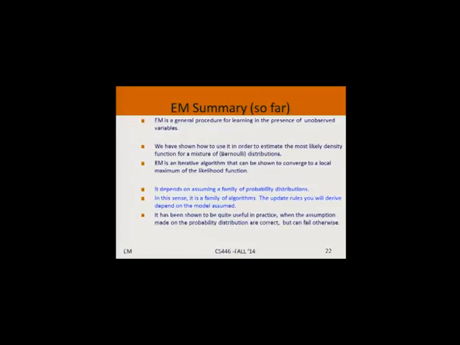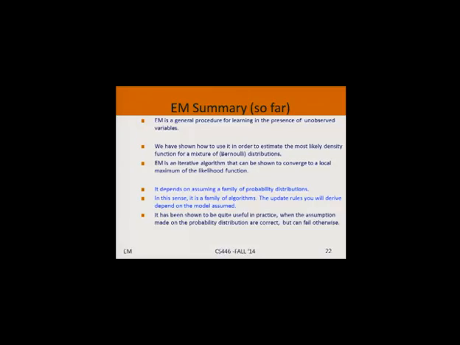Okay, before that, let's do a summary. So it's a general procedure. We did it in one case: in the case of a mixture of Bernoulli distributions. The reason I call it a mixture is each coin was a Bernoulli distribution, and then the alpha parameter was mixing them, determining whether I'm using the distribution of coin 1 or the distribution of coin 2. That's what we mean by a mixture.